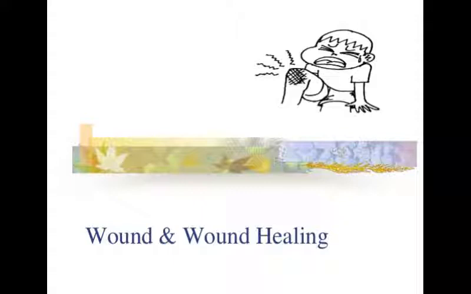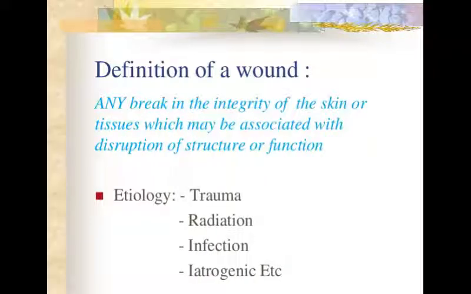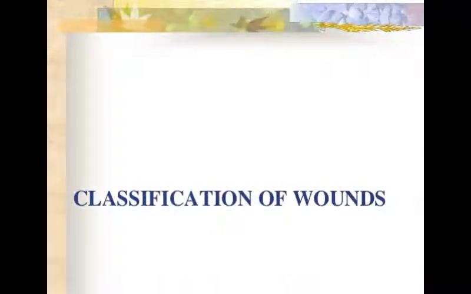So let's discuss the wound, its types, and wound healing and its phases and types, and so on. Definition of wound: any break in the integrity of the skin or tissue which may be associated with disruption of structure or function. It may be due to trauma, radiation, infections and iatrogenic causes, etc.